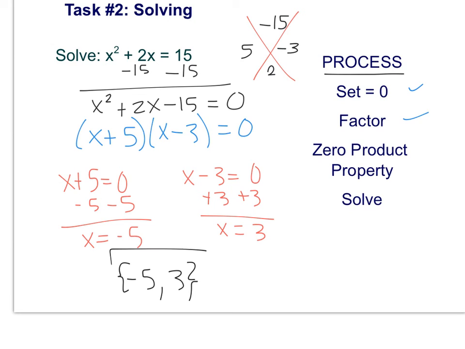And if I wanted to check my answer to make sure that it worked, I could do that. So if I plug 3 back in, let's say I want to plug 3 in. 3 squared is 9, plus 2 times 3 is 6. Does that equal 15? It does. So we know that we're right. So it's always a good idea to get your answers and plug them back in to make sure that they work.